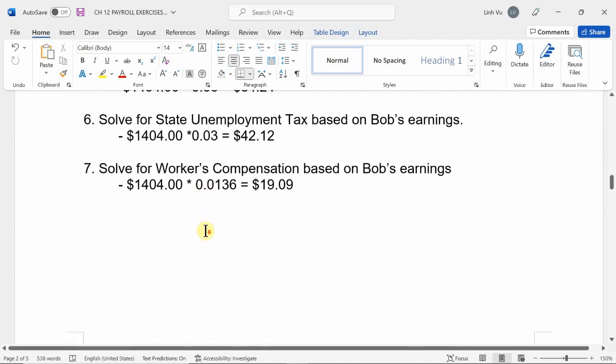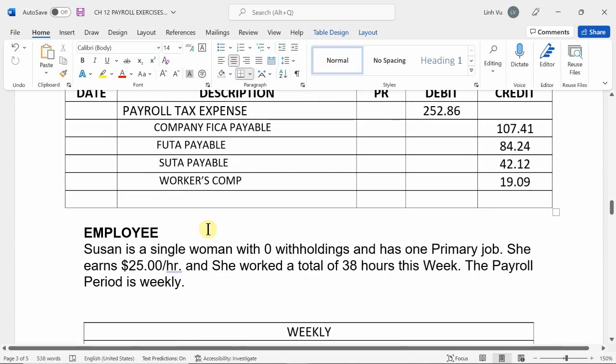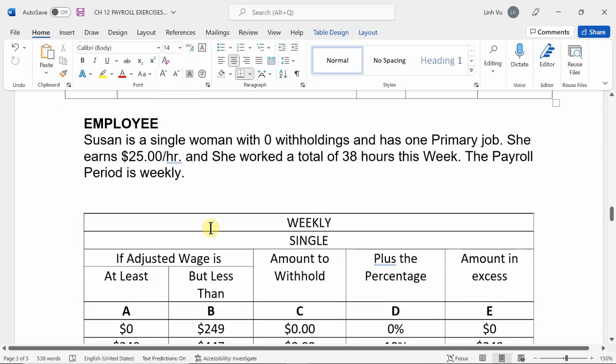All right. Now, how long did it take us to do that? That took us probably 20 minutes? Now, imagine having to do this for 100 employees. Okay. All right. So, next one, last example here.